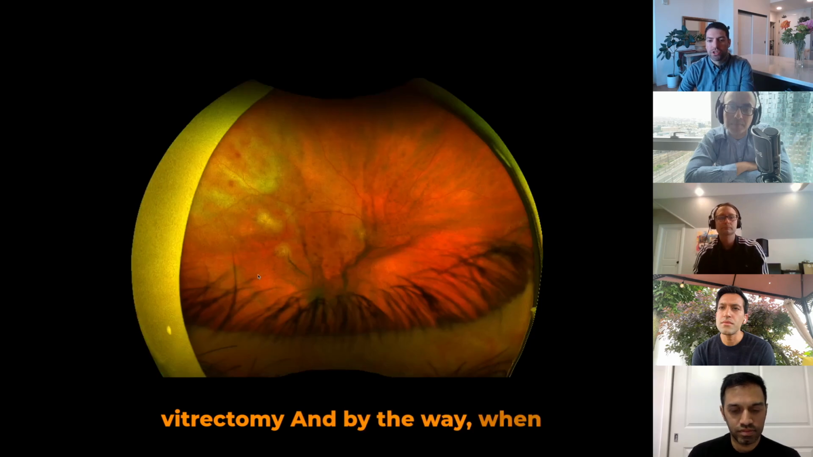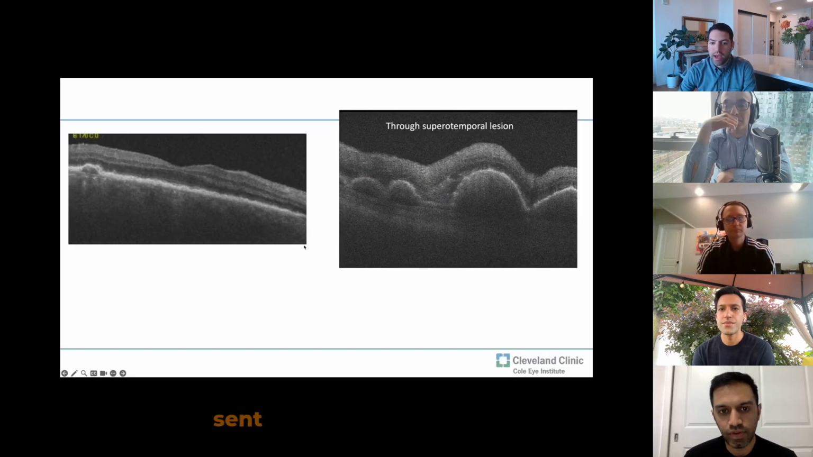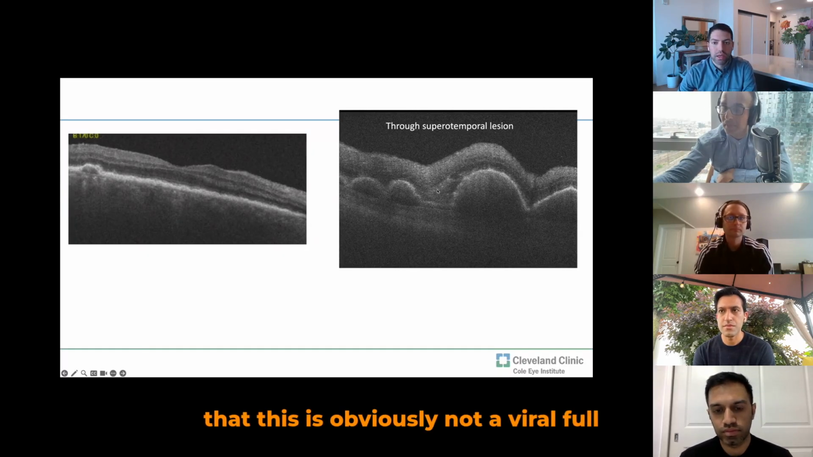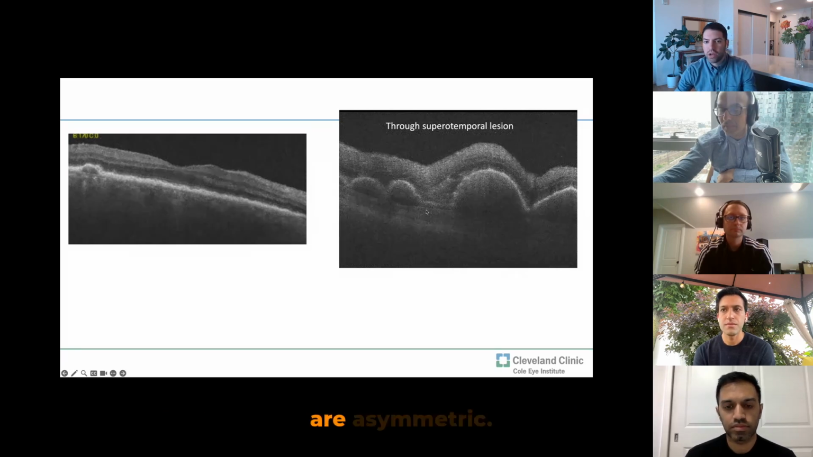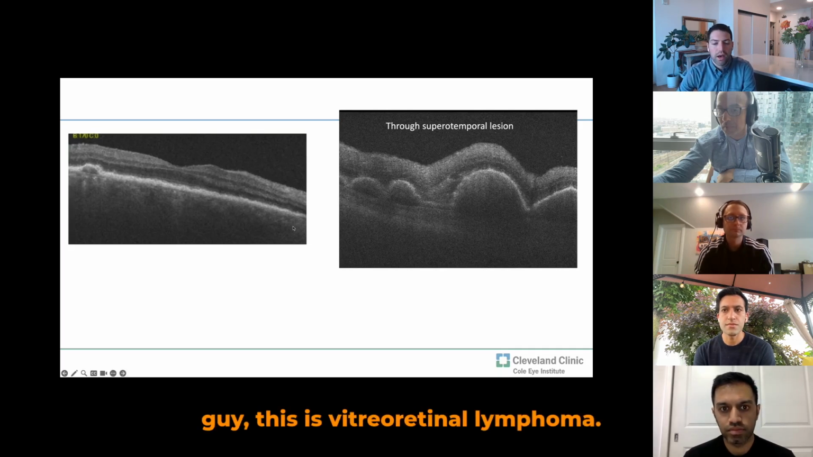And by the way, when you first look at this picture, you might think, oh, is this an ARN picture? Very fair when you're just looking at this photo. Sent the patient back for another peripheral OCT, and then boom, you can see that this is obviously not a viral full thickness retinal lesion, but instead you have these massive sub-RPE deposits that are asymmetric. They're not peripheral drusen. The other eye doesn't have any. So this made me think in this guy, this is vitreoretinal lymphoma.